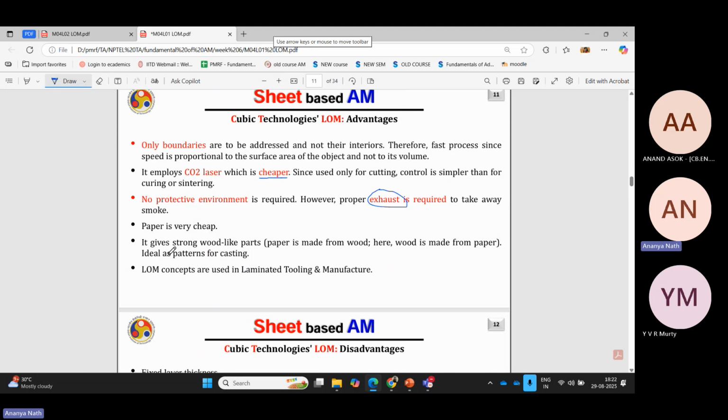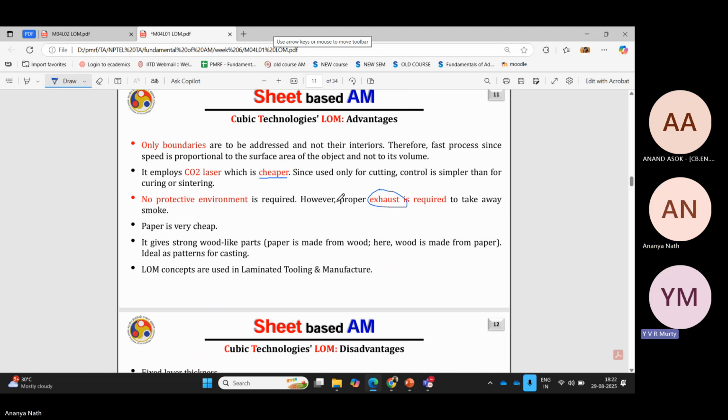If you are using paper as a material, obviously paper will be cheaper than any other raw material used in any other AM process. And lastly, if you are really using paper or wood, then you are going to use it for prototyping, or you are going to use it as a mold for the casting.